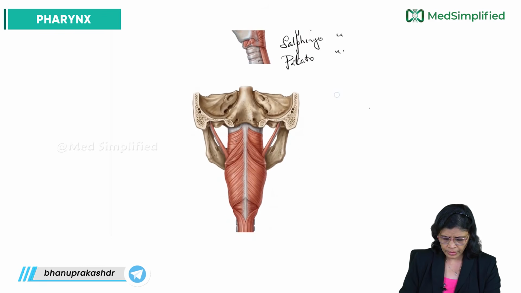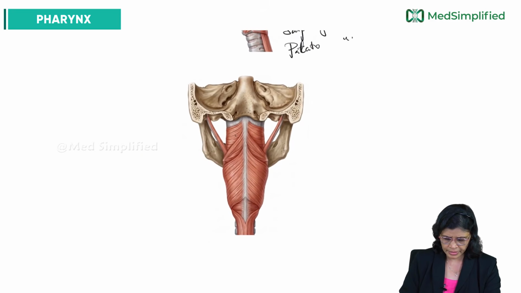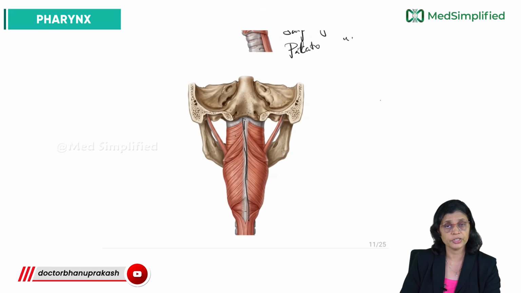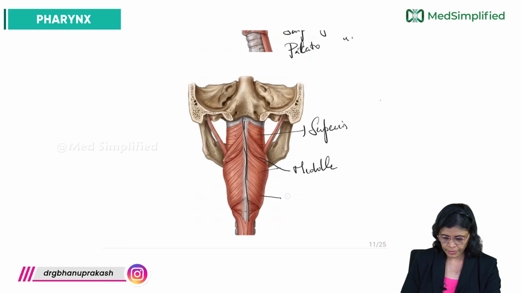So here, what most importantly you have to remember is, this is the pharyngeal raphe here, which is extending from the base near the pharyngeal tubercle, near the base of the skull. So these are the constrictor muscles which we are seeing, the superior, middle and inferior.